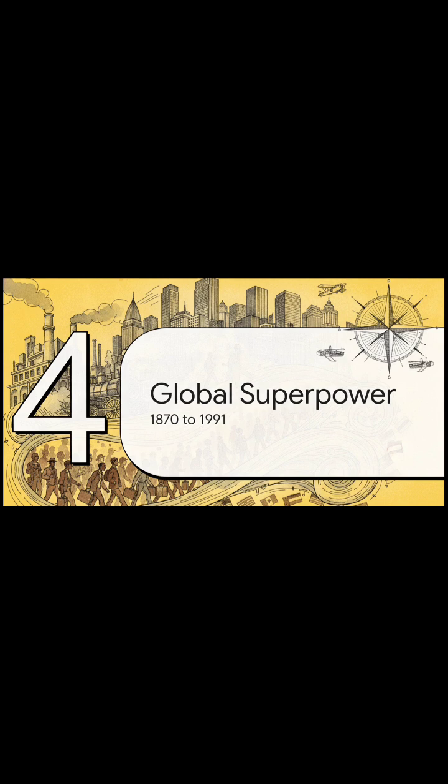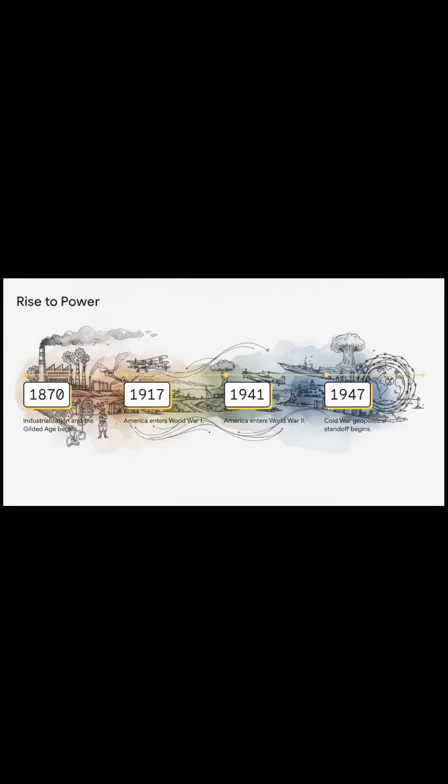The reunited country now hits the afterburners, entering an era of incredibly rapid modernization, mass immigration, and expanding global influence. The compression of monumental events here is just staggering. Starting around 1870, the U.S. pivots from a largely agrarian society to an absolute industrial titan during the Gilded Age. The nation is then pulled into the massive global conflicts of the 20th century, entering World War I in 1917 and World War II in 1941.